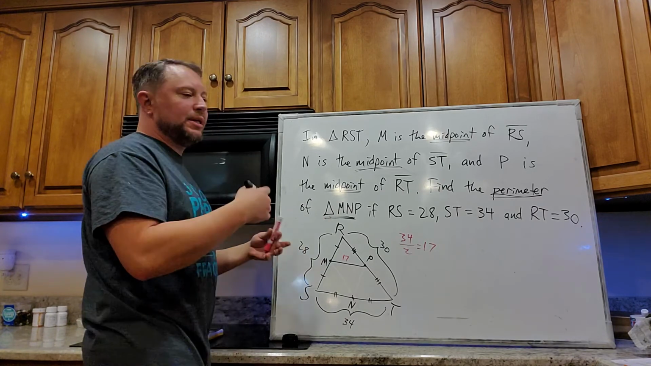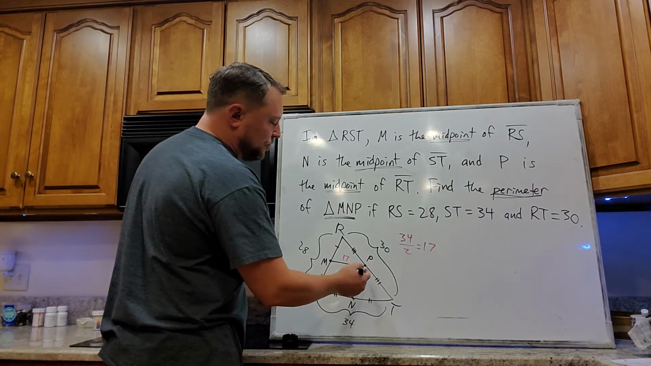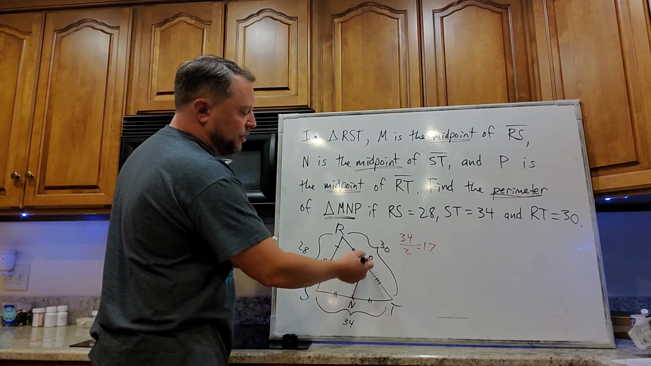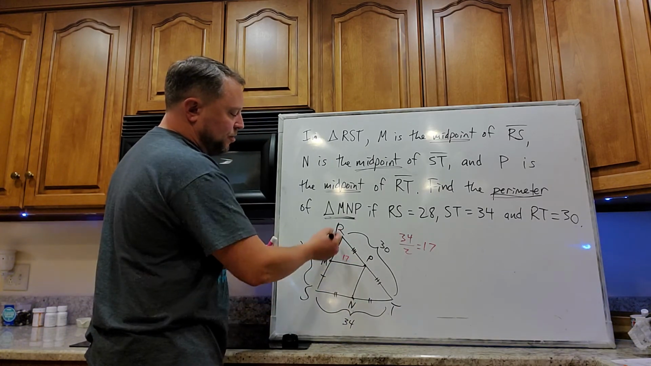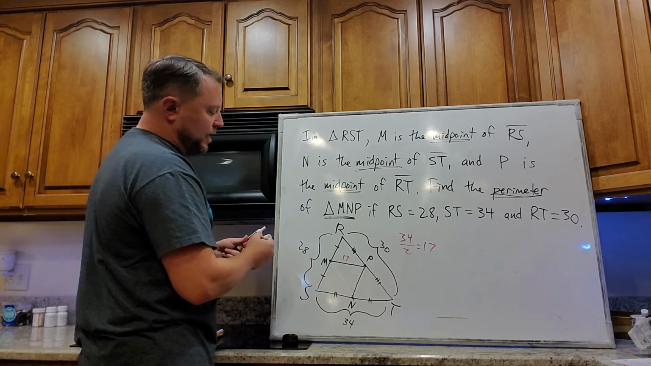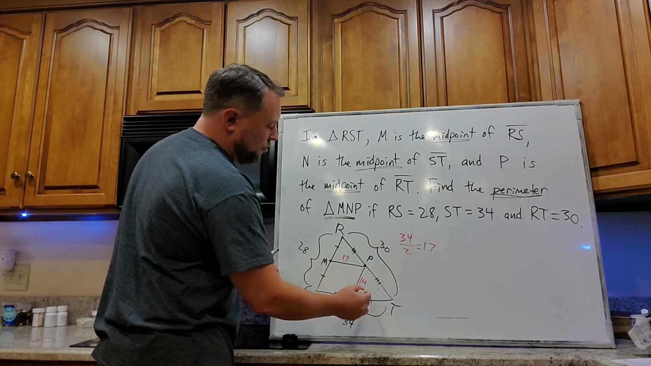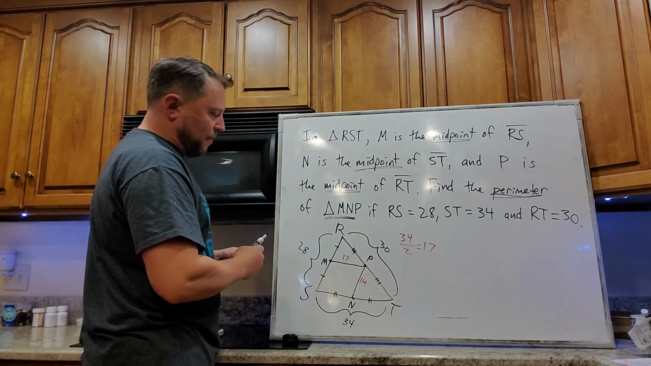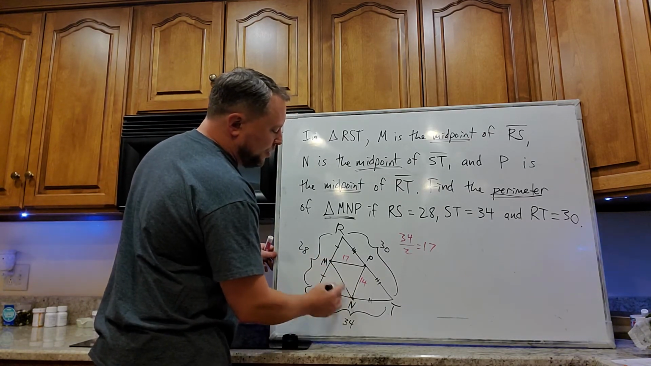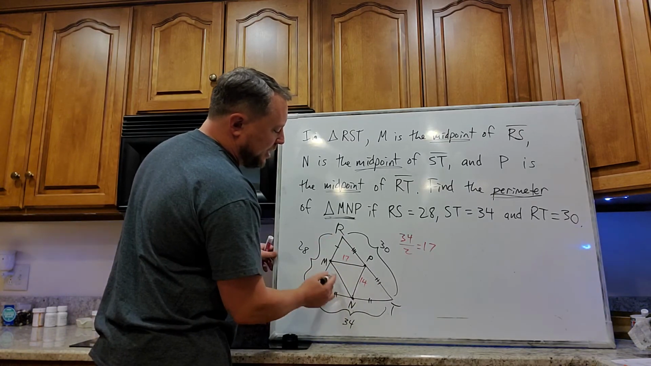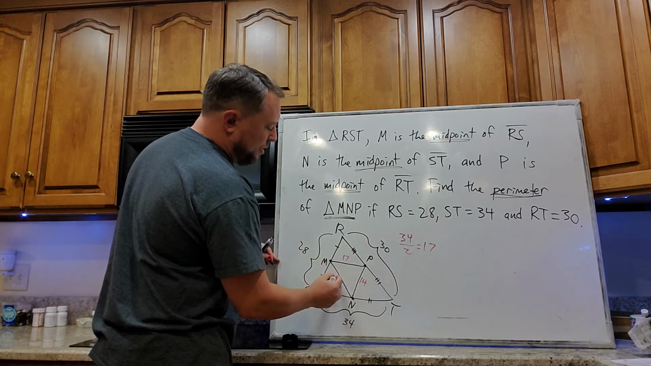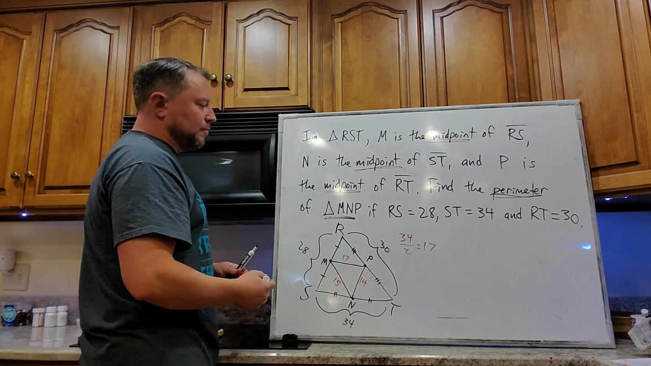And we keep using that idea over and over again. So PN, if I join those midpoints, not only is that line parallel to this one over here, but it's also half of its length. So half of 28 is 14. I join M to N, midpoint to midpoint. Not only is it parallel to that, but it's half of its length. So half of 30 would be 15.